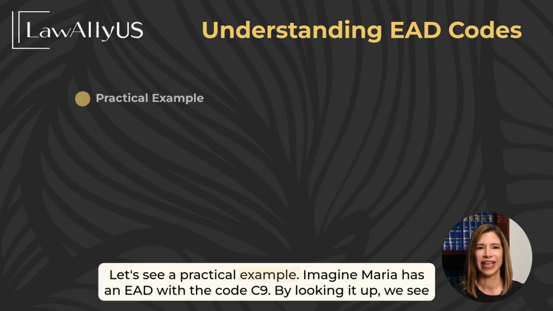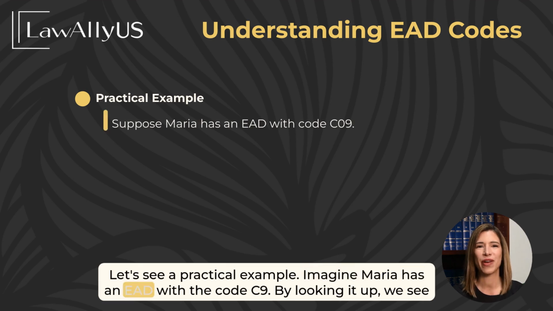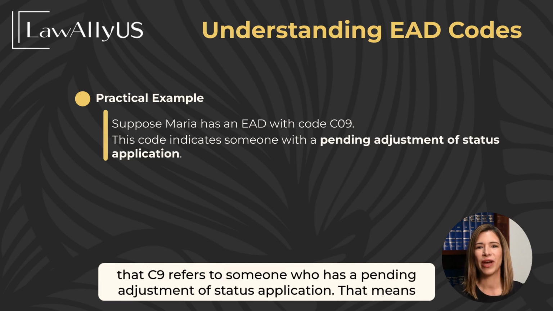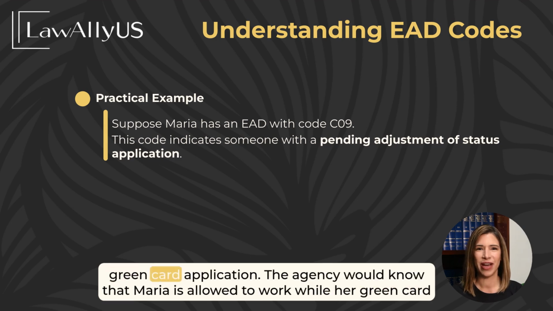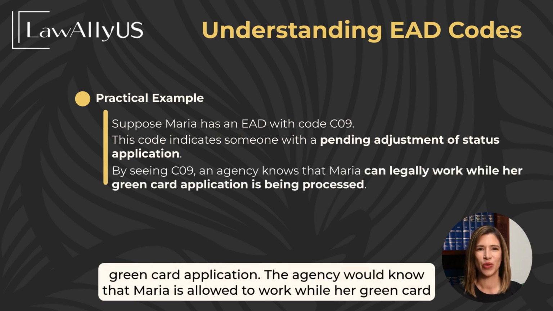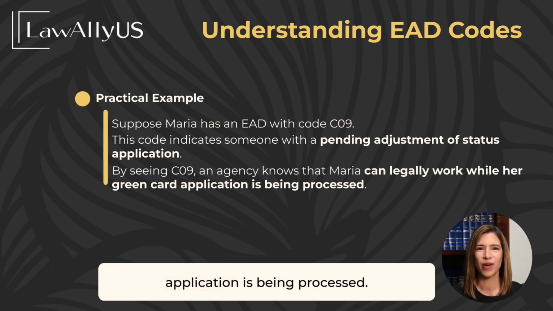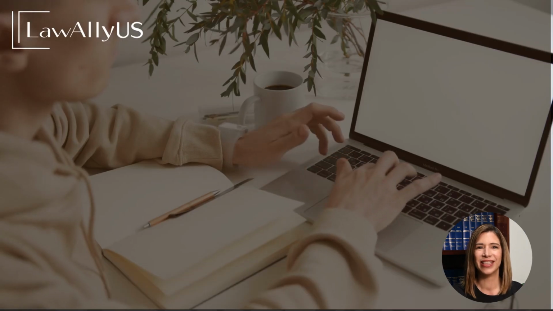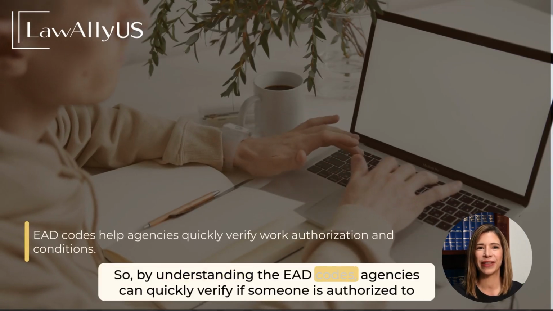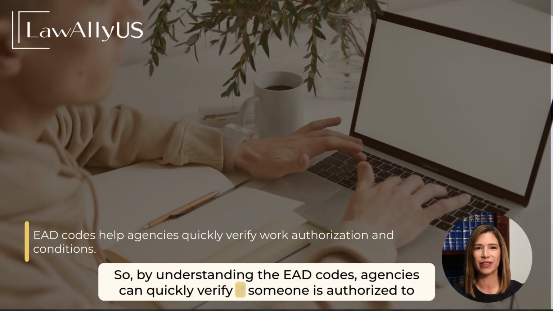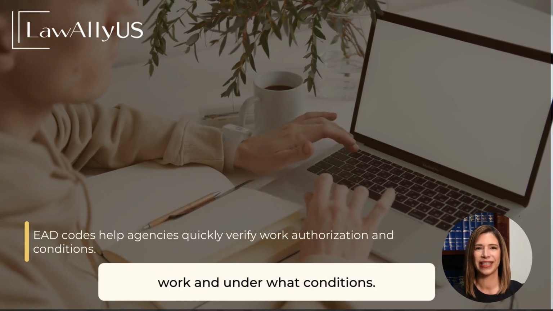Let's see a practical example. Imagine Maria has an EAD with the code C9. By looking it up, we see that C9 refers to someone who has a pending adjustment of status application. That means green card application. The agency would know that Maria is allowed to work while her green card application is being processed. So by understanding the EAD codes, agencies can quickly verify if someone is authorized to work and under what conditions.